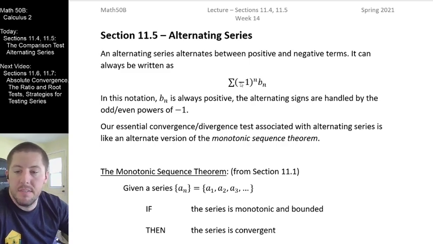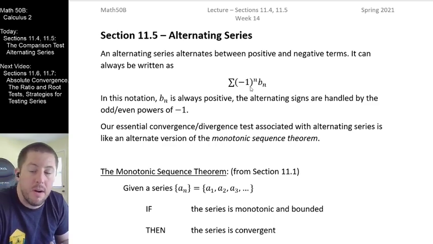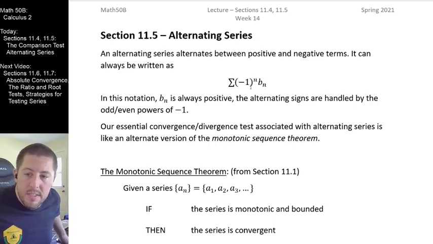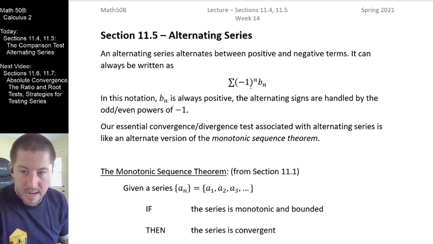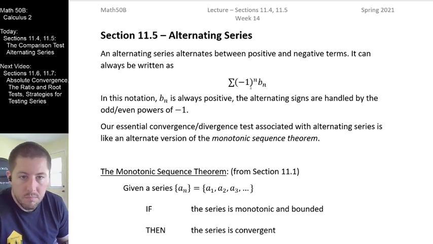The positives and negatives are going to get handled by the alternating factor that's in there, that negative 1 to the n power. Remember that since n is always going to be an integer, that's always negative 1 to an integer power, which means we're just alternating back and forth between positives and negatives as we go even, odd.